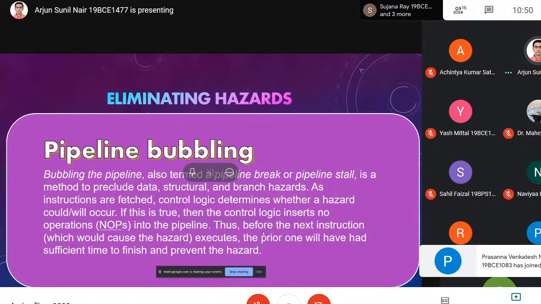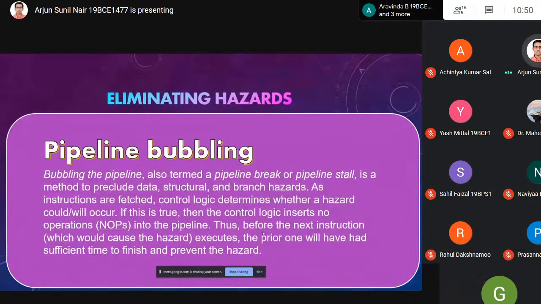As instructions are fetched, the control logic determines whether a hazard will or could occur. So the processor will start to predict whether a hazard will occur. If it is true, then the control logic will insert no operations into the pipeline. That means there will be a bubble where no instruction is executed. This increases the time, but it also increases the efficiency. If two instructions occur at the same time, but branching or call, that is control hazards, occur, then there will be much more problems rather than just taking some time to execute more efficiently.